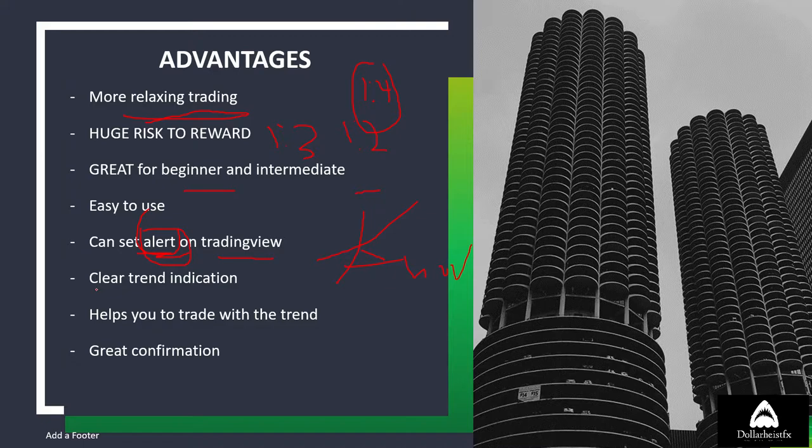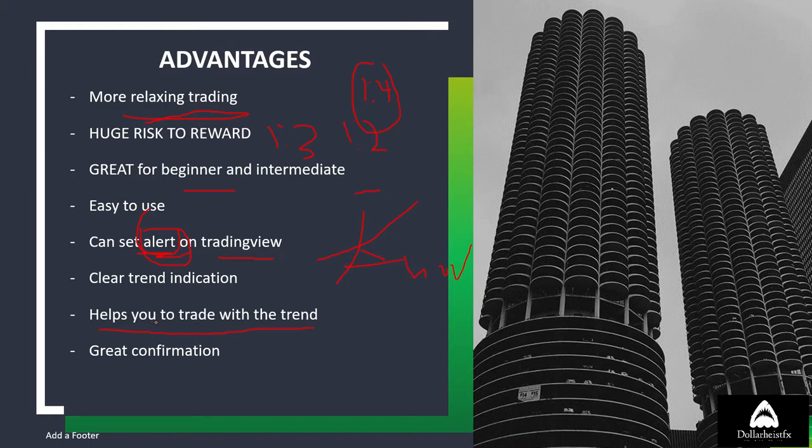The sixth point is that it's a clear trend indication, whether you should sell or you should buy, and it is also a clear indication of whether the market is in an impulsive movement or in a corrective movement, which is very good, because you need to trade with the trend. As I said, you need to trade with the trend. It helps you to trade with the trend.